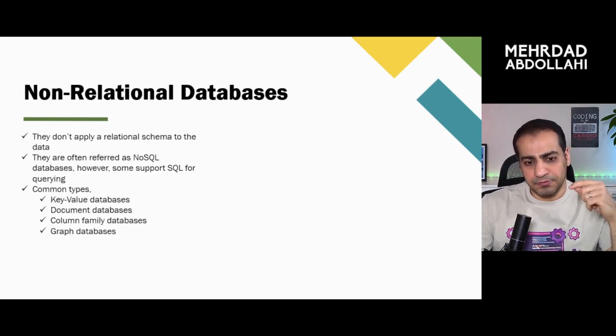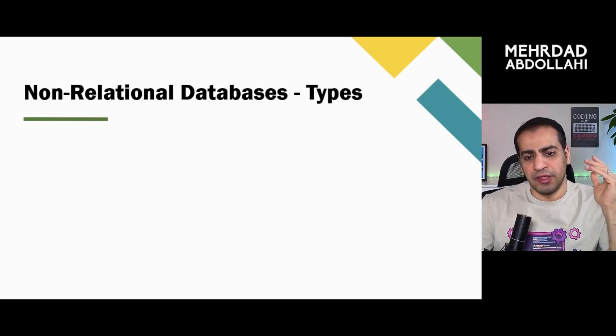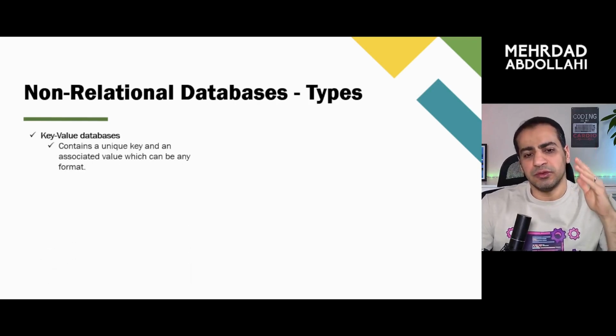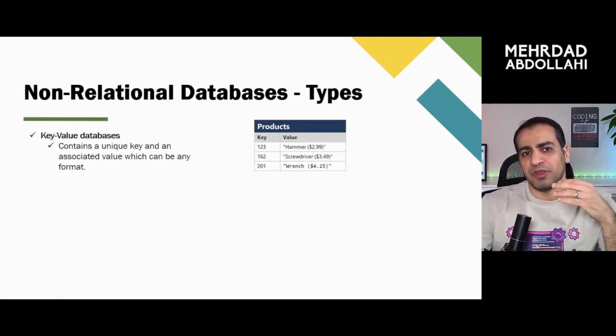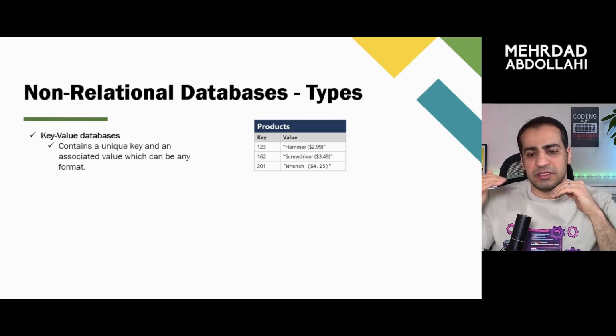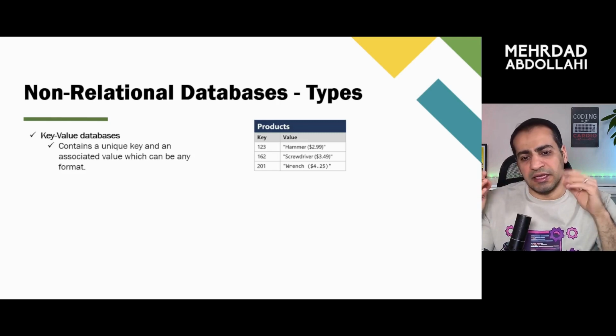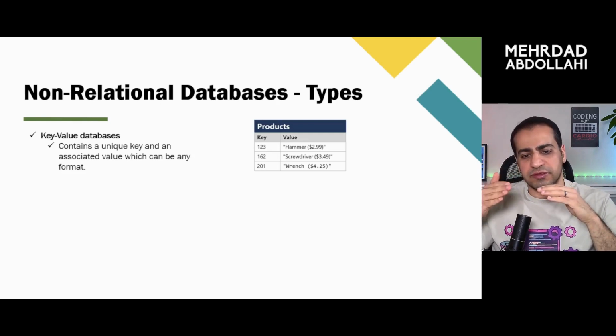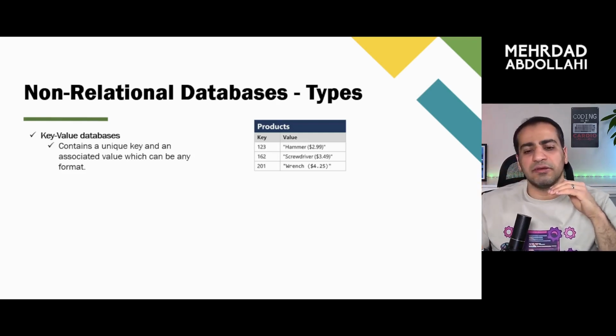Let's just explore each of them. The first one, key value databases, basically contains a unique key which is associated with a value. For example, in the image that you can see, we have a collection of product data where we have a key and we have a value. For the key, we can just look at it as an index. For example, with a key of 123, we can find it and see the value of hammer, for example.